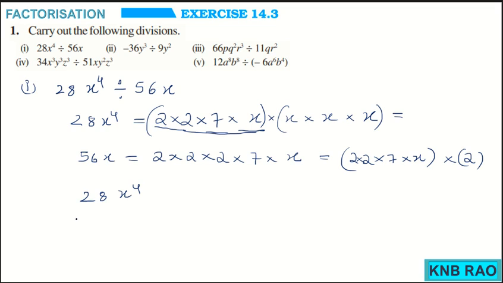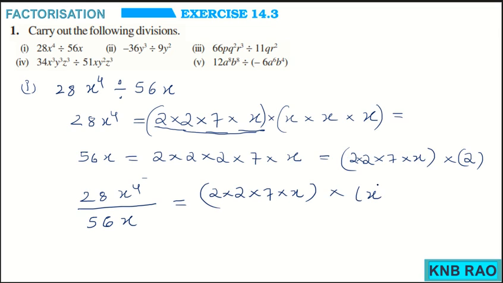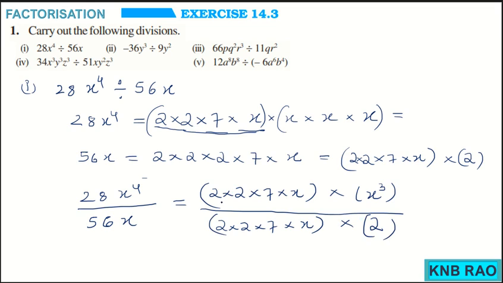which means I can write 28 x to the power 4 upon 56 x as this 2 into 2 into 7 into x into x into x into x becomes x cube upon here 2 into 2 into 7 into x into 2. Now this 2 into 2 into 7 into x in both the numerator as well as in denominator will get cancelled and we are left over with x cube upon 2 being the resultant. So this is how we solve in long procedure.